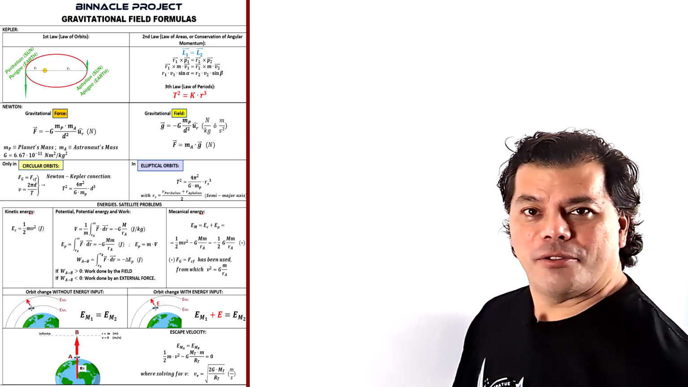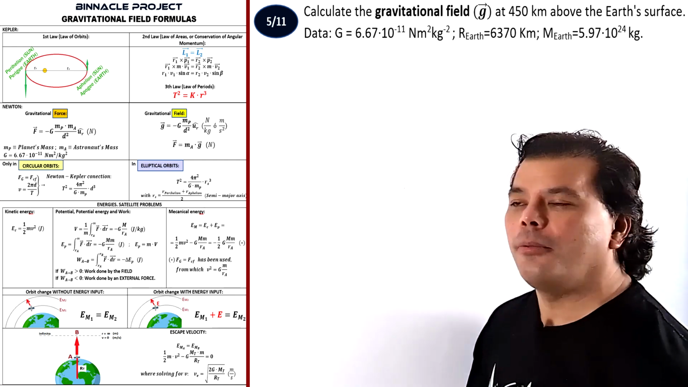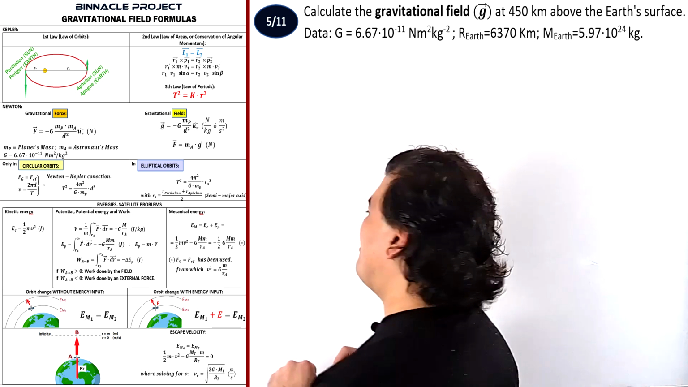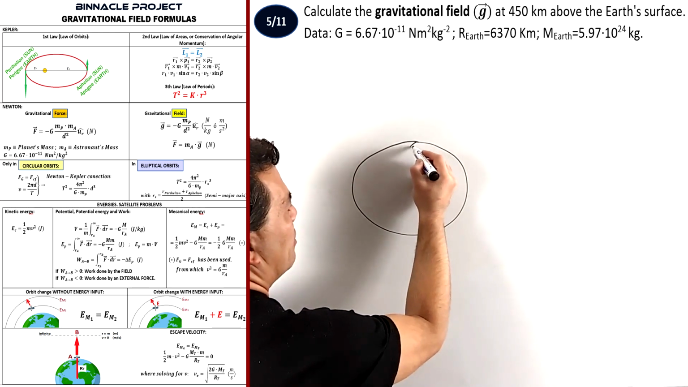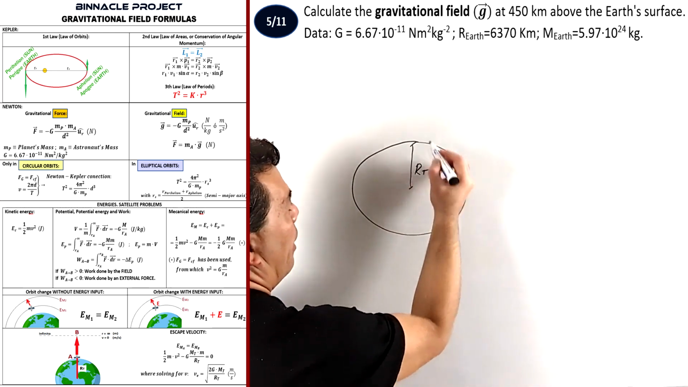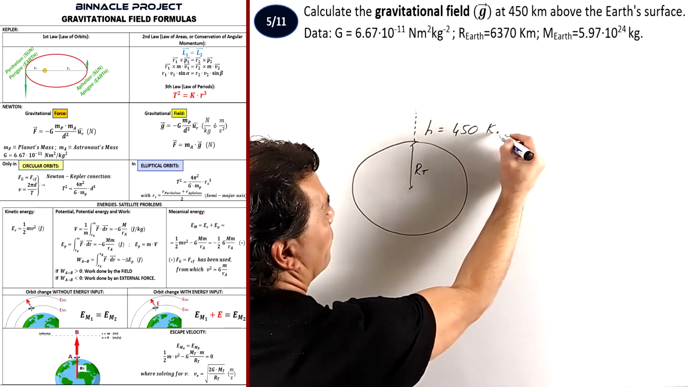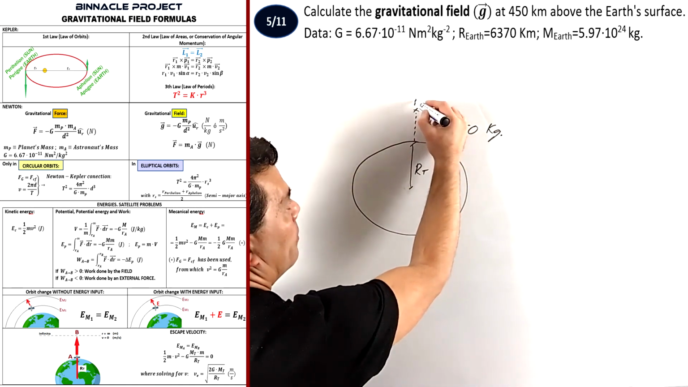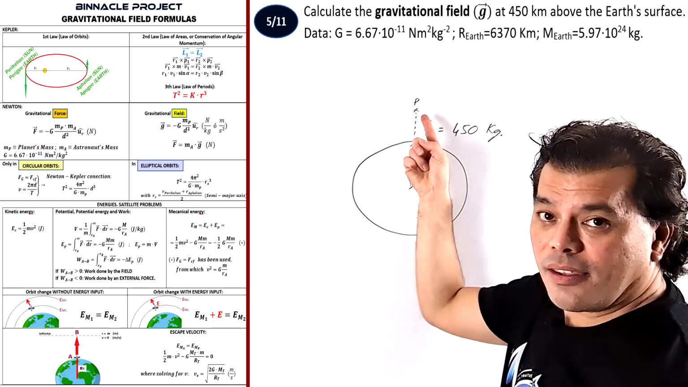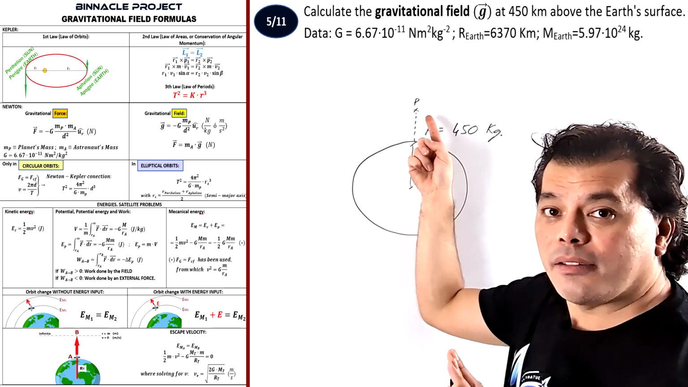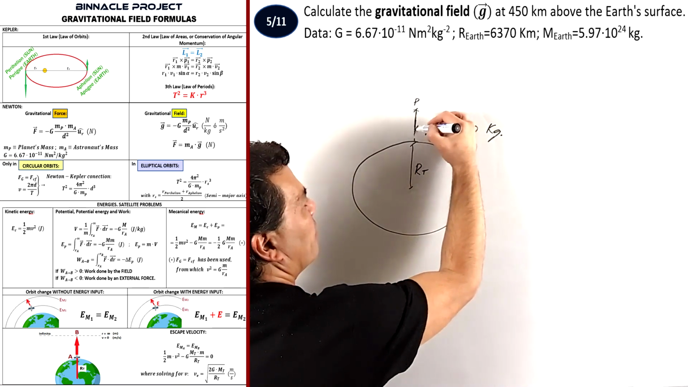In this new section, we are going to aim high, literally, because we are calculating the gravitational field at 450 kilometers above the Earth's surface. Look, this is the situation. This is our planet, and this is its radius. And at 450 kilometers above the Earth's surface, point P, we are calculating the gravitational field. There is no mass here, so there is no force. But what really exists is a gravitational field that we are representing by this little vector.